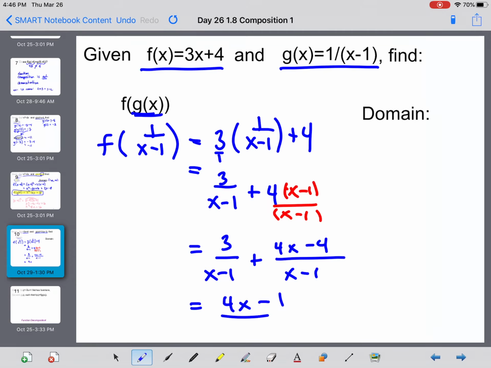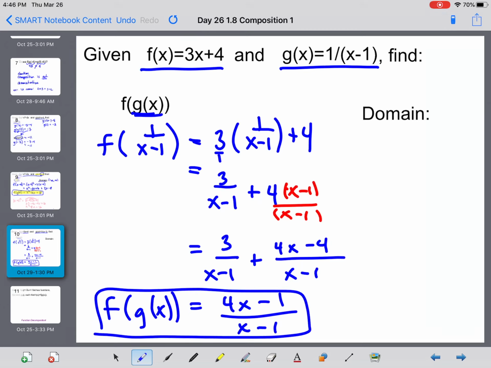So (4x minus 1) all over (x minus 1) is another way that I could write this function. It could look like this, or it could look like this step right here. Now, when I'm determining my domain, I am looking at restrictions on the inside function. So my inside function here is g, so I'm going to come up here to g, and I need to identify what's going to cause a problem in the domain here.